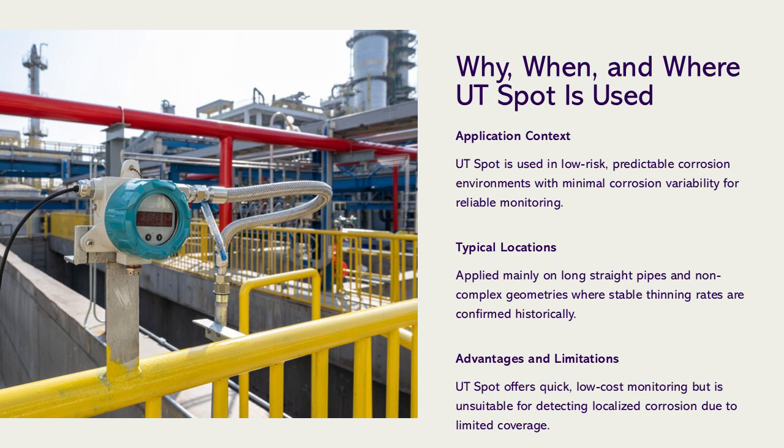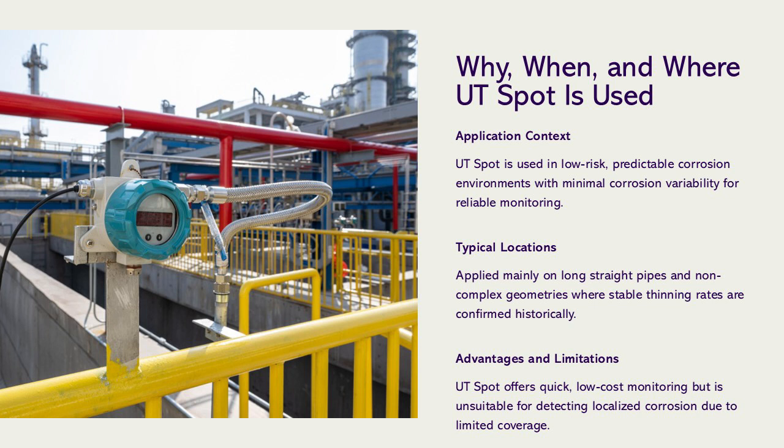UT spot is typically applied to long runs of straight piping, non-complex geometries, and locations where stable thinning rates have been confirmed historically. API 570 specifies that CML selection should reflect representative corrosion zones, ensuring that spot UT readings are meaningful. Spot UT is widely used in systems exhibiting uniform thinning, including carbon steel piping exposed to non-aggressive environments.